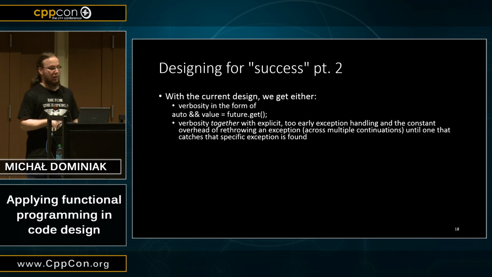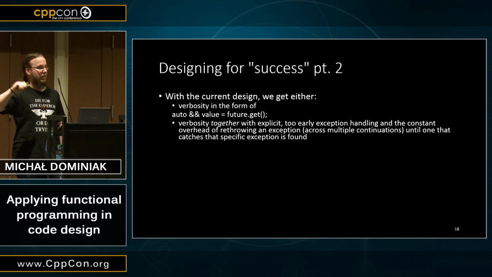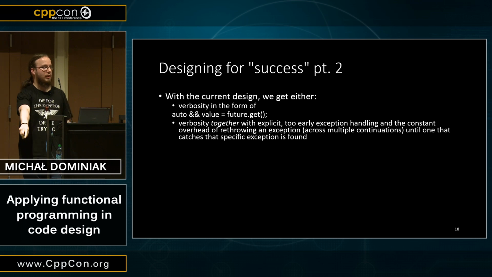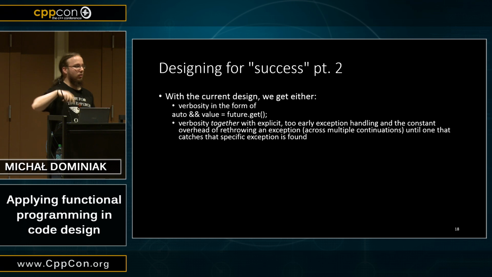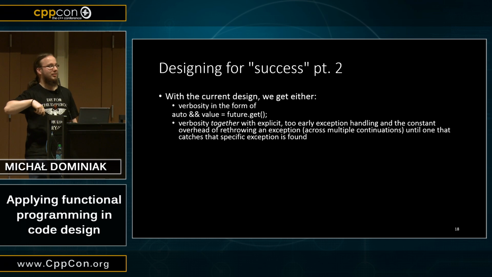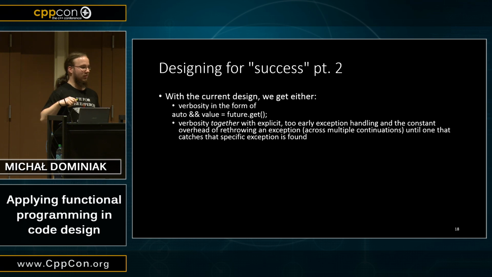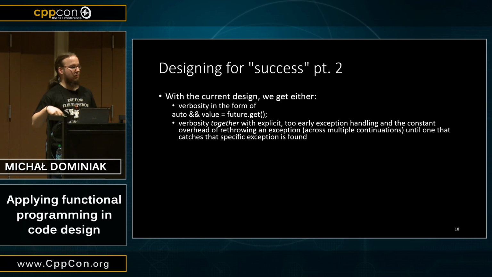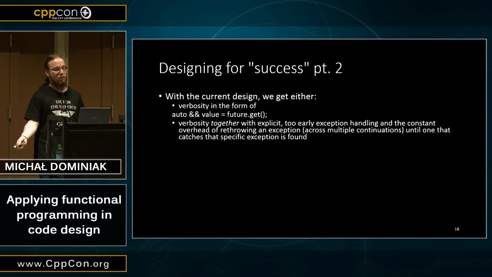Because this is basically what we will have to do. We will have to extract the value from the future every time, and the exception will be rethrown for every one of those. So if we have 5 continuations attached and only the last one handles the error, we will have the exception rethrown 5 times, instead of having it rethrown just once, for example, by standard rethrow_exception.